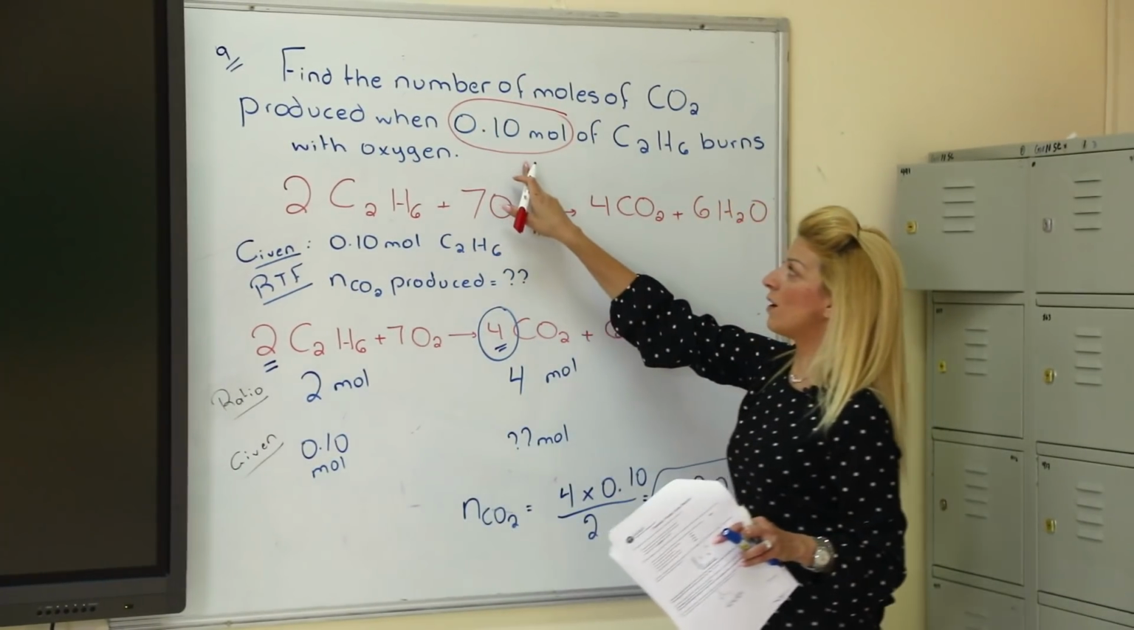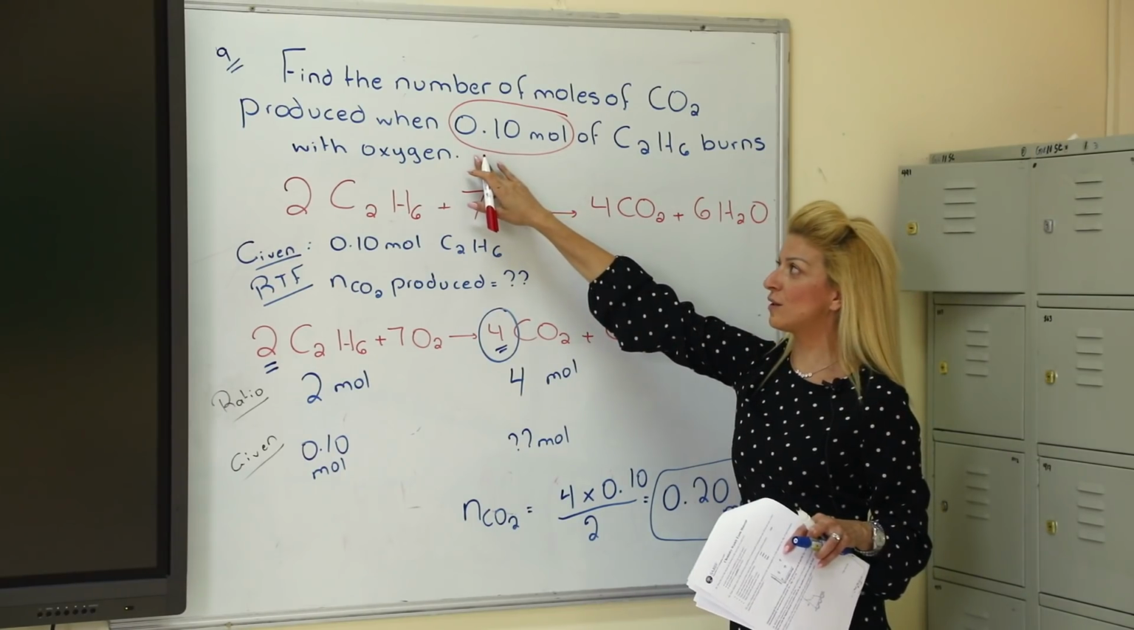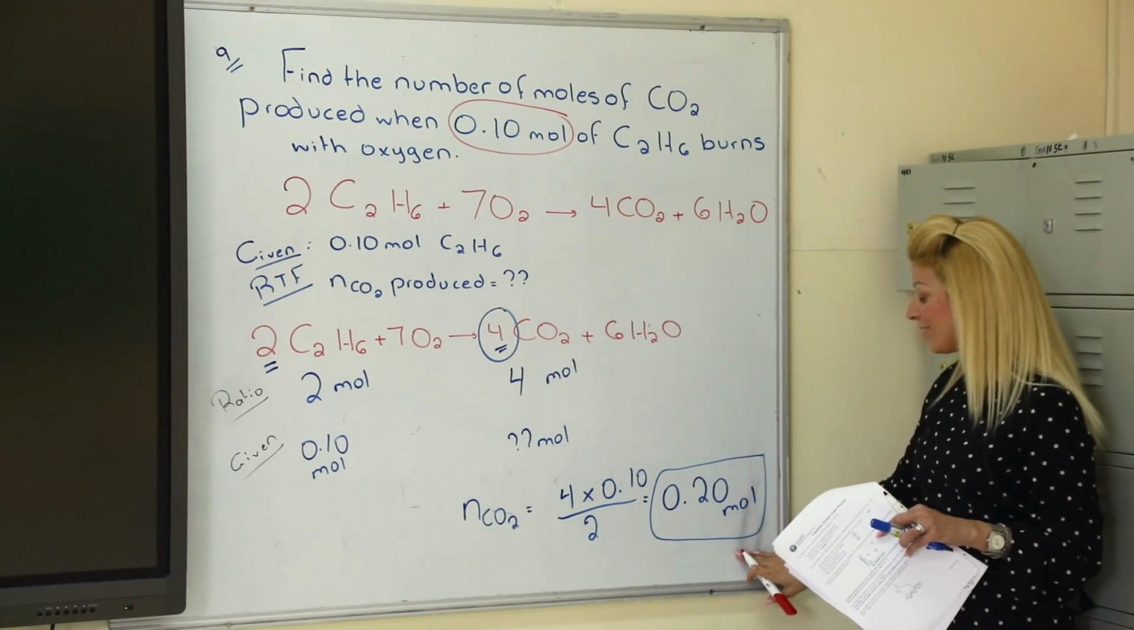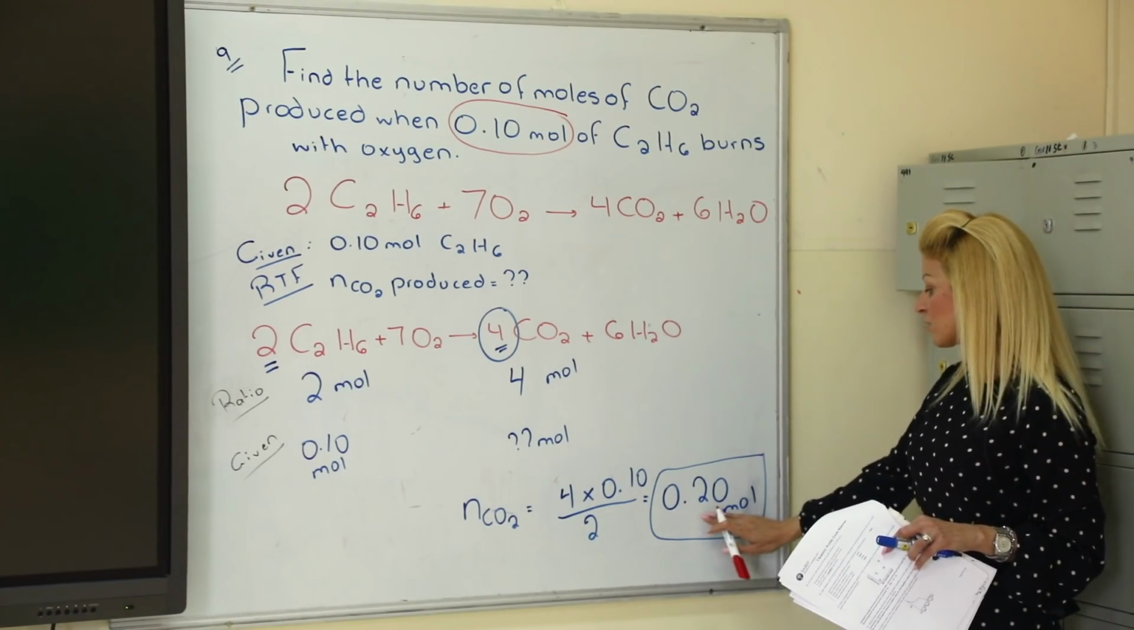I have 0.10 in the given, which is 2 significant figures, the zeros to the left don't count. So my final answer is also reported to 2 significant figures, which is correct.